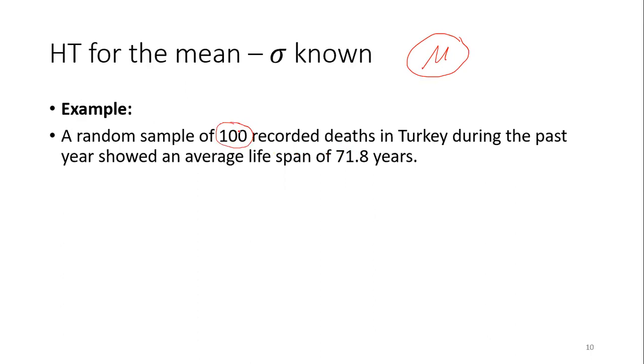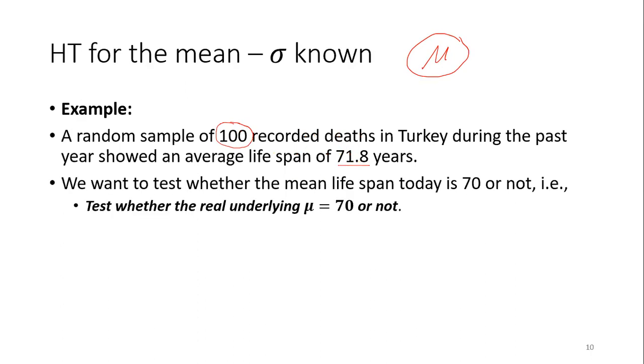the age of death of 100 people, and it turns out that their average is 71.8. Okay, and I want to test whether the real mean life is 70 or not. So whether the unknown parameter mu is equal to 70 or not. How about 71.8? Well, that's the average of a sample. So x bar is equal to 71.8, okay? And I want to test whether mu is equal to 70 or not.